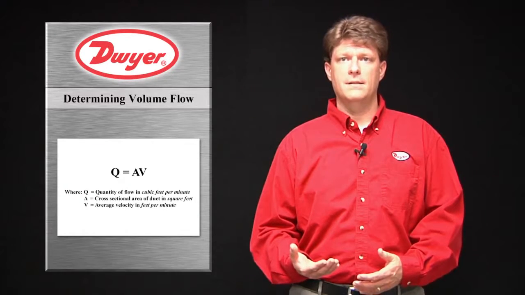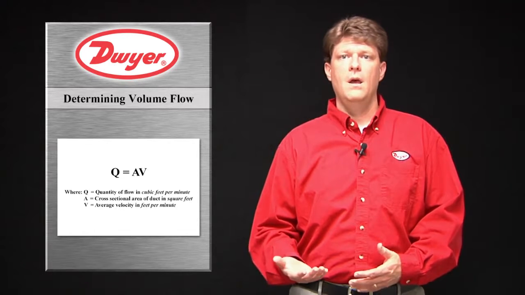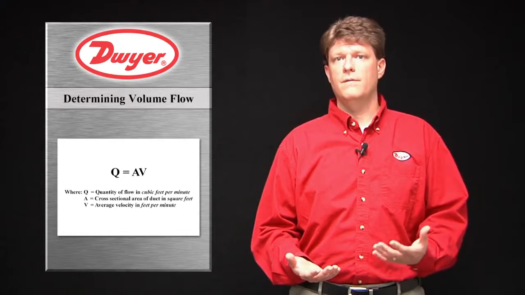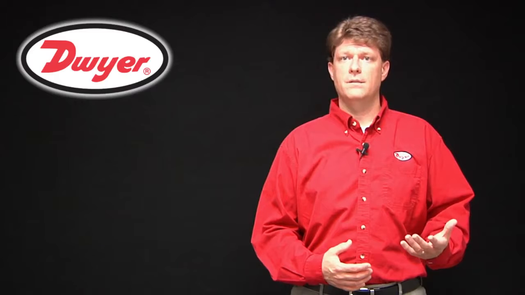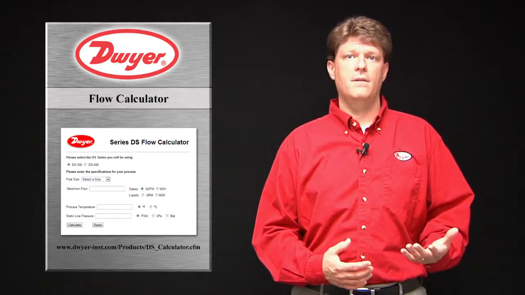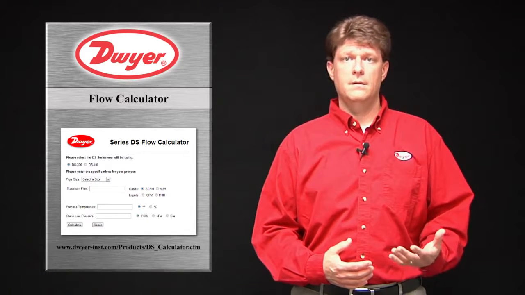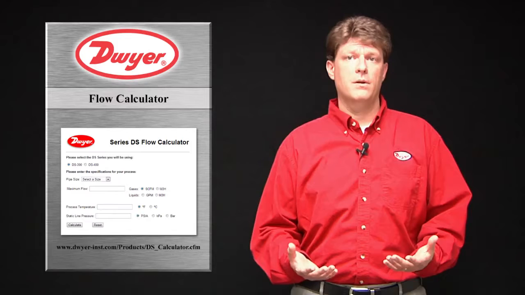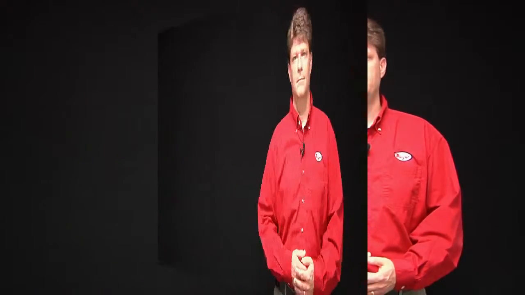If a flow rate scale is desired, then from velocity it is easy to calculate volume flow rate, with flow rate Q equal to the velocity multiplied by the cross-sectional area of the duct. If using a DS flow sensor, Dwyer offers a web application that can be used to calculate the expected velocity pressure based on inputting the pipe size, flow rate, temperature, and static line pressure. Please use the URL shown to get to the calculator.